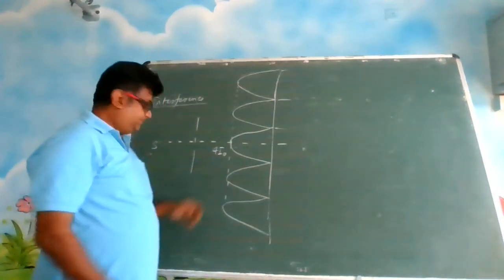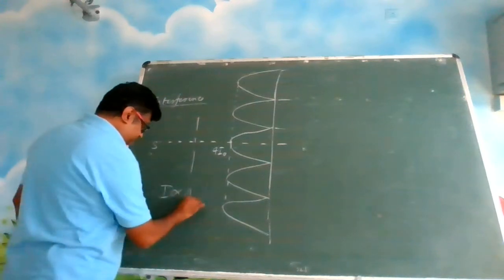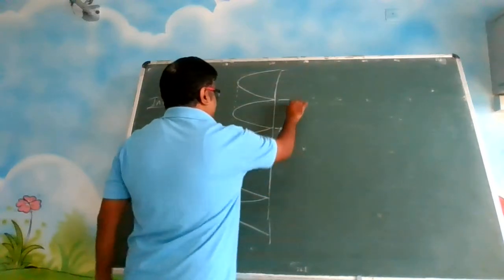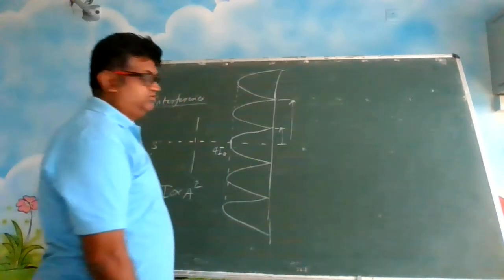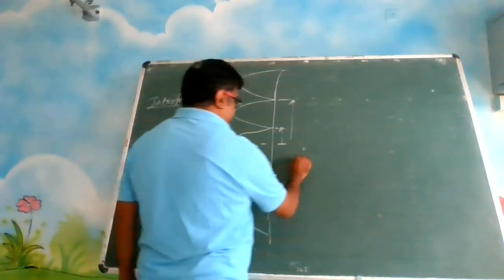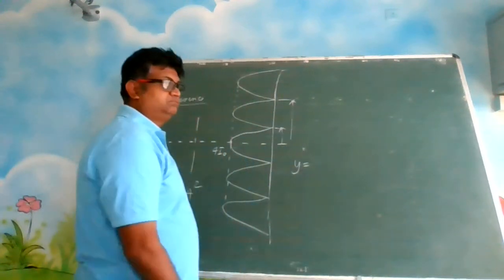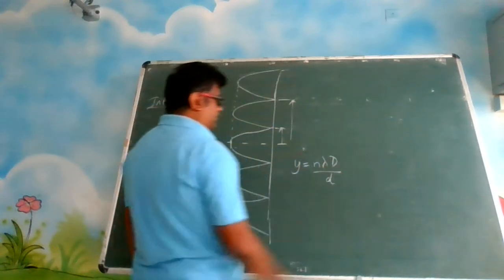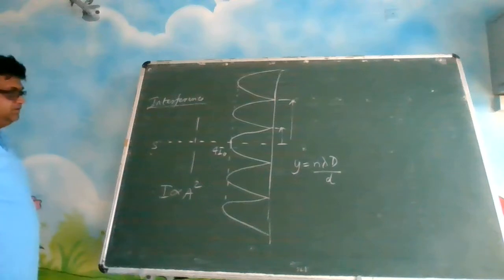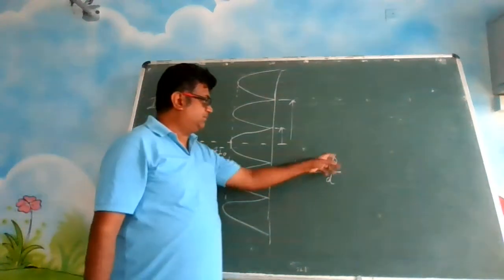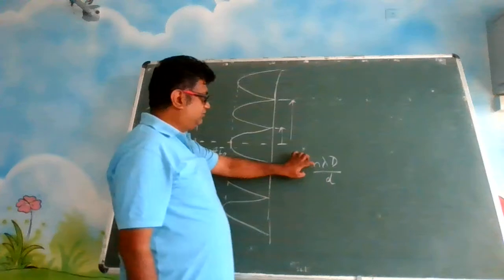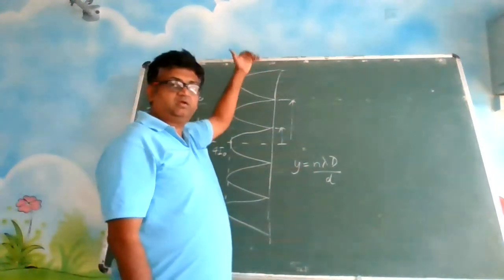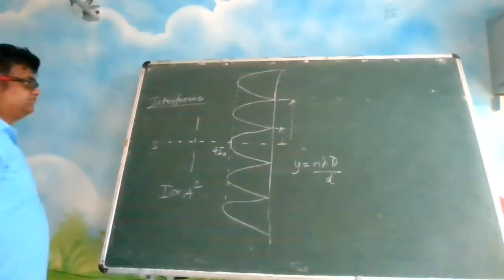See, intensity is a parameter which is proportional to A squared. So we have calculated, we know the formula to calculate these values. So what was that value? Y is equal to n lambda D by d, where D is capital D and d is small d. Keep putting the values of n, you will get the first order, second order, third order, like that you will get.